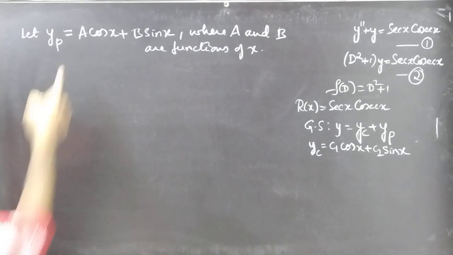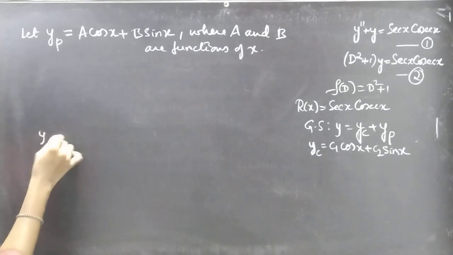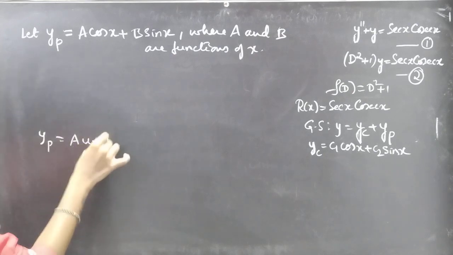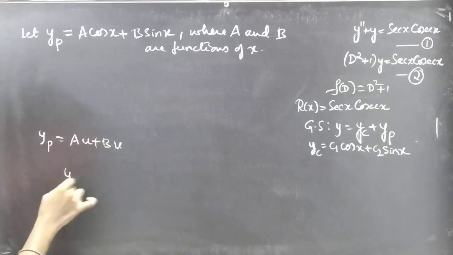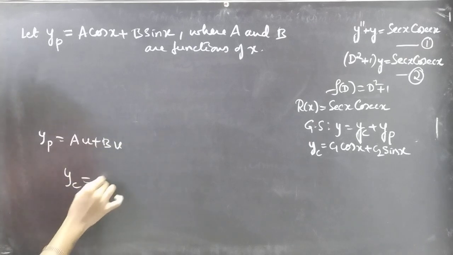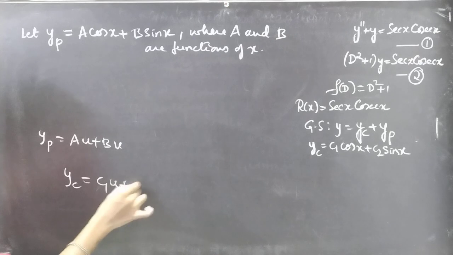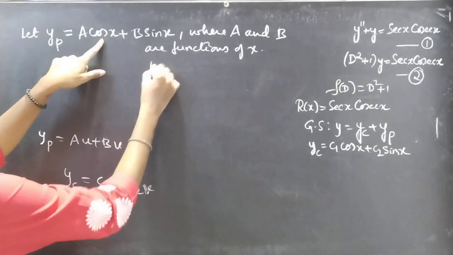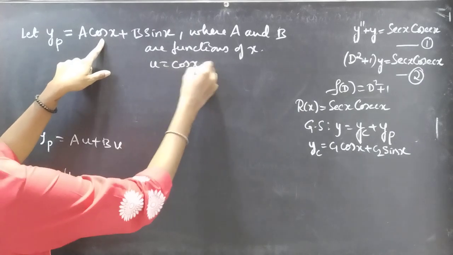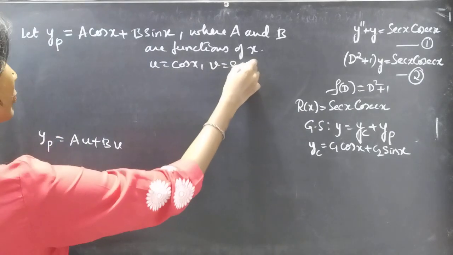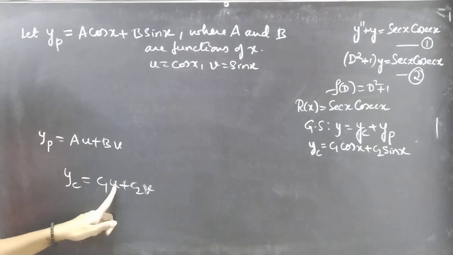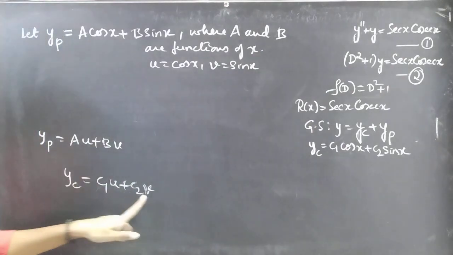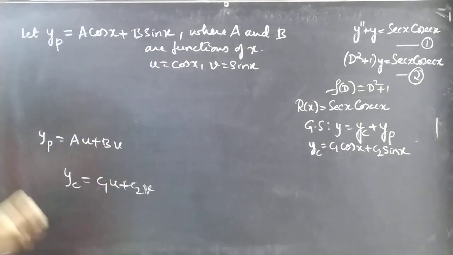Now we can compare yp with au plus bv, or yc with c1u plus c2v to find u and v, where u is cos x and v is sin x. See, u is cos x and v is sin x.